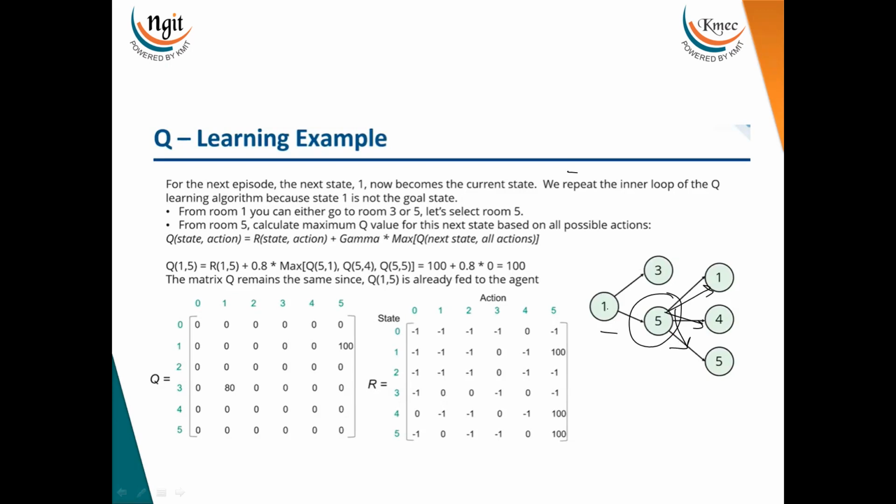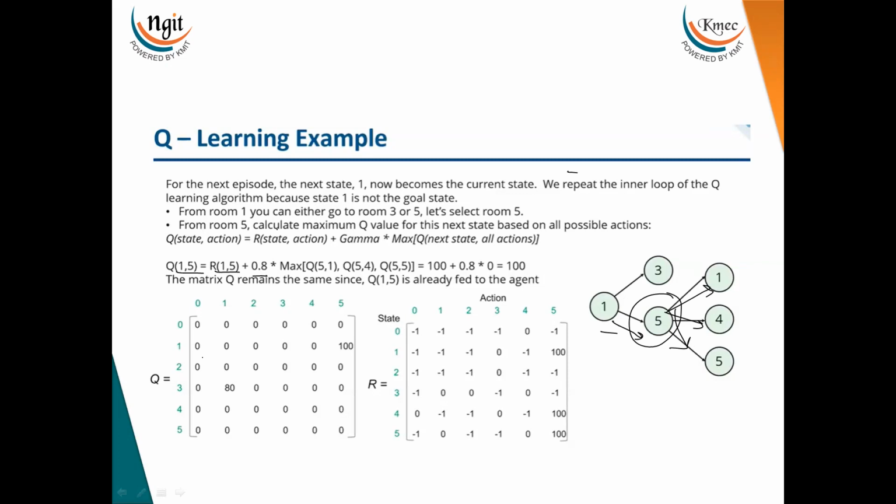So you have to calculate the Q value between 1 to 5. So we have written here Q value between 1 to 5, and I'm calculating the reward, which is reward between 1 to 5, plus my gamma value, which is 0.8. Now I have to find the Q value between 5 to 1, 5 to 4 and 5 to 5.